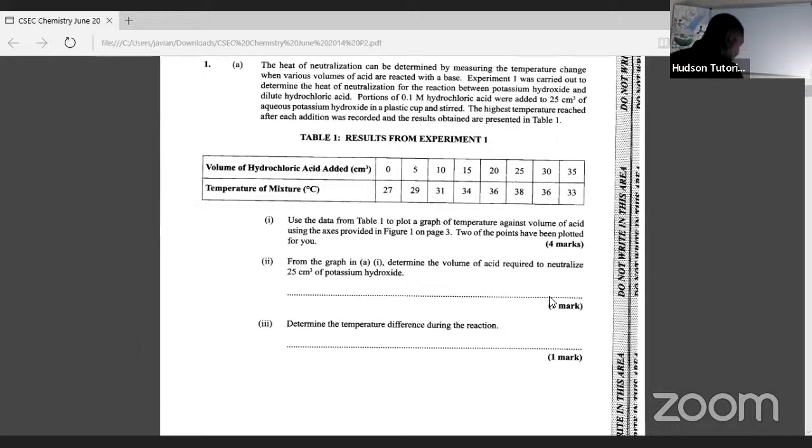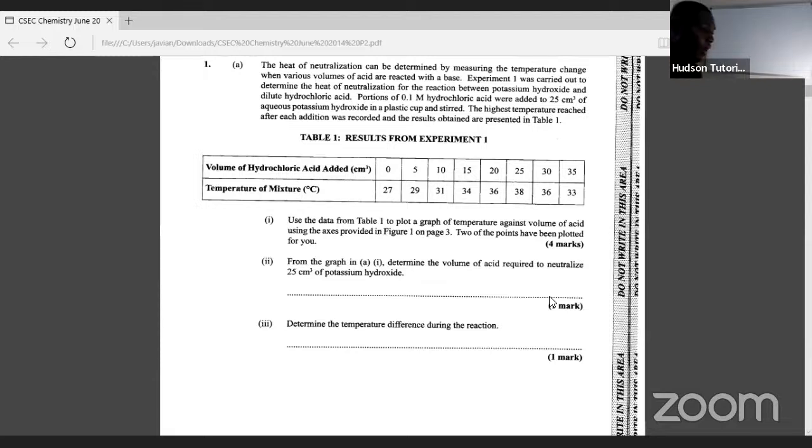How do we go about doing this? Well, this is quite simple. One of the ways in which we could do this is considering that, first of all, it's a 1-to-1 mole ratio, right? We can also use the graph itself to determine the volume of acid that would be required to neutralize that 25 centimeter cube of potassium hydroxide.